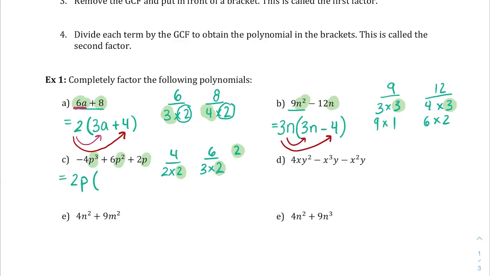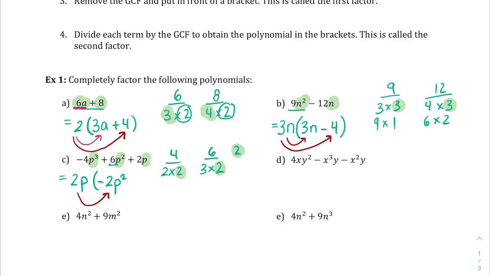Then we open up our brackets. So again, we have to kind of work backwards to check. 2p times what will give us negative 4p cubed. So that would be 2p times negative 2p squared. Again, quickly check. 2p times negative 2p squared, negative 4p cubed. So we're good.